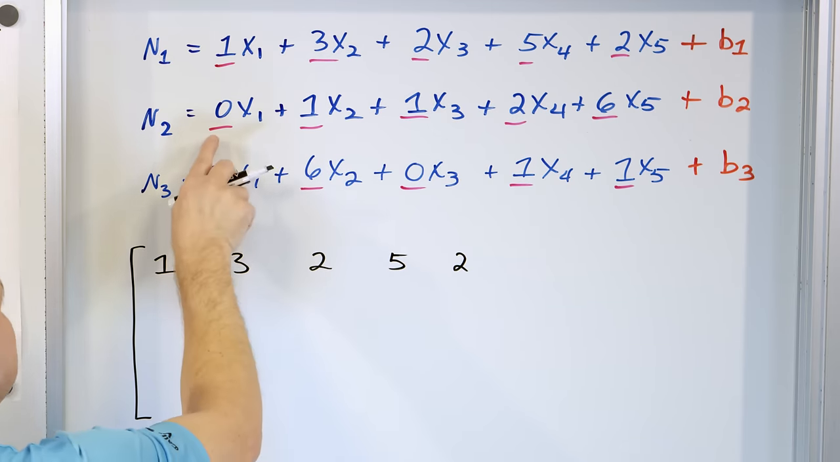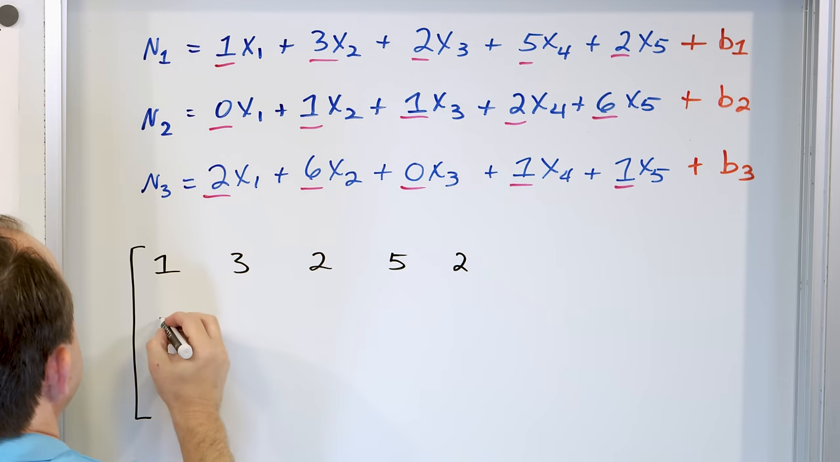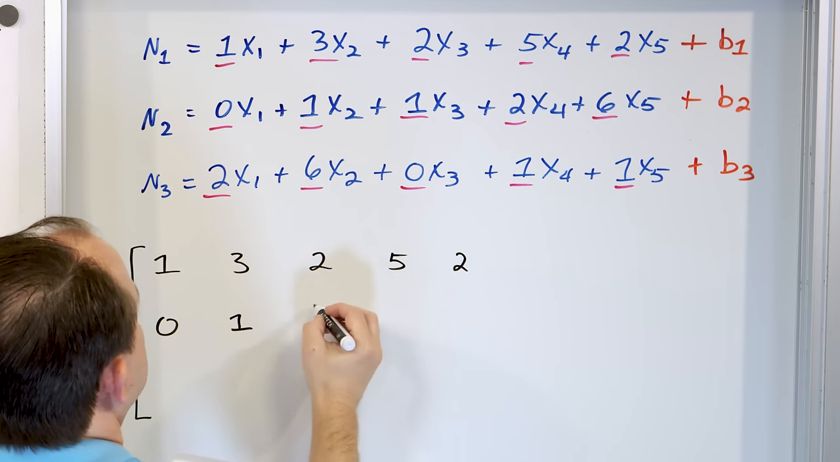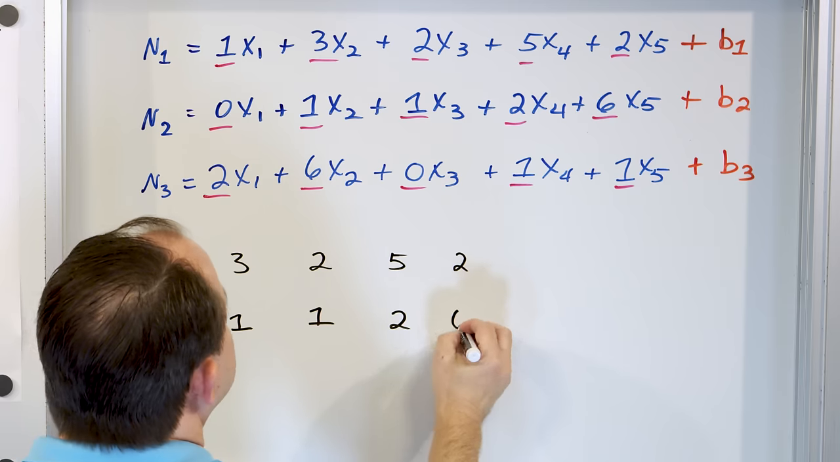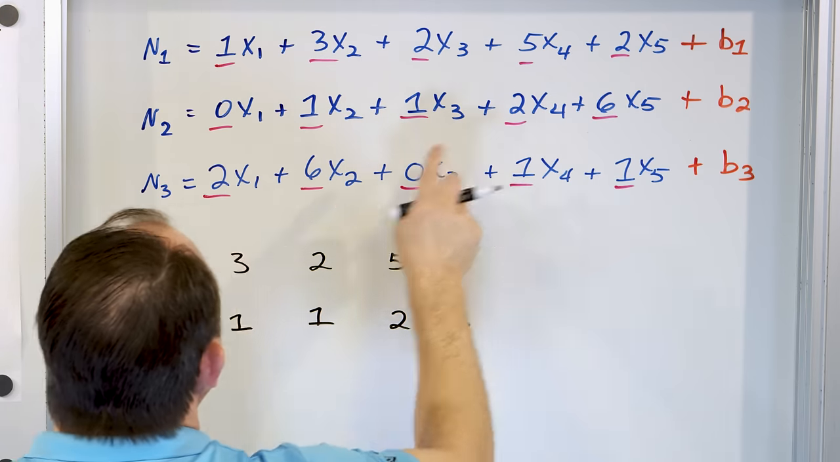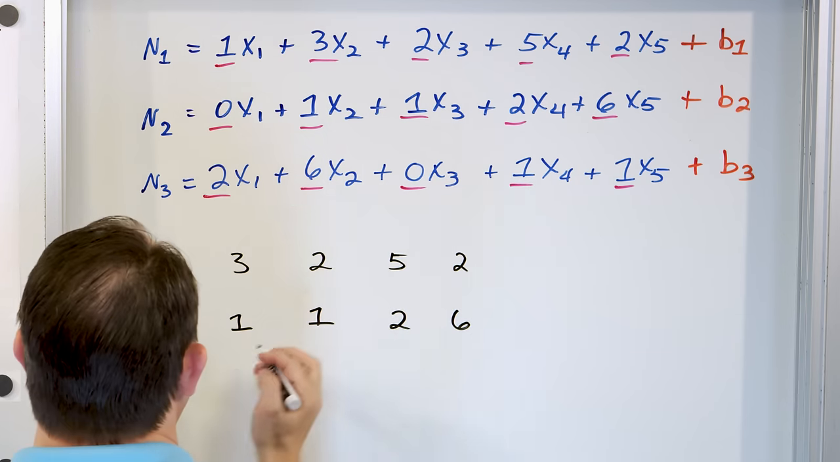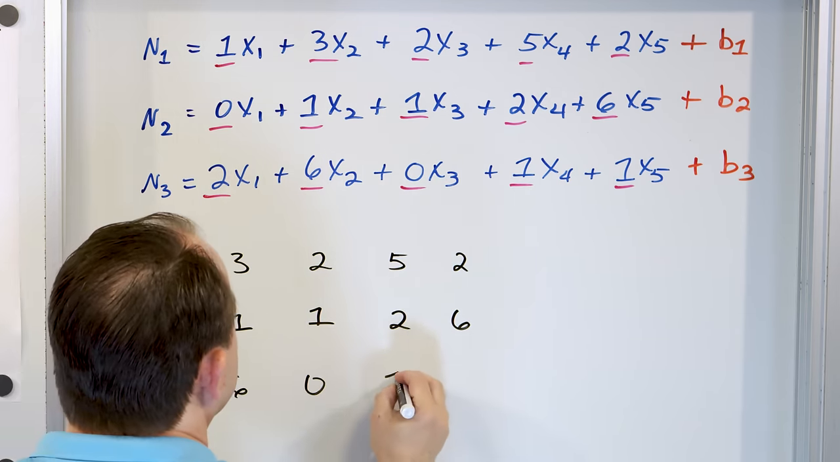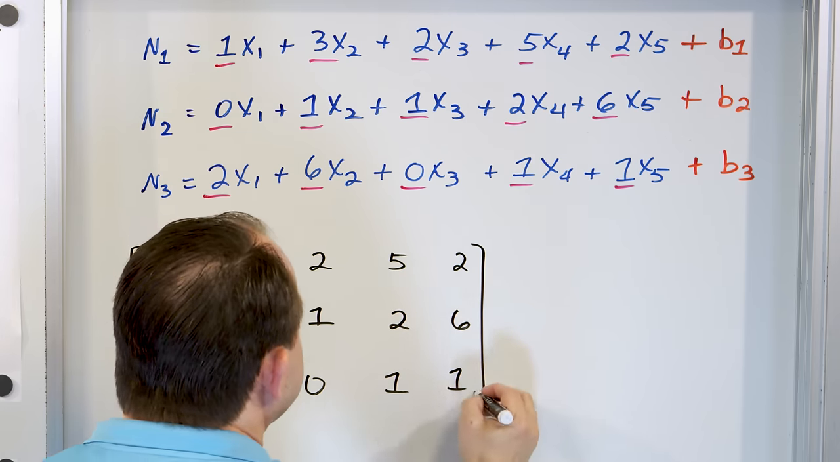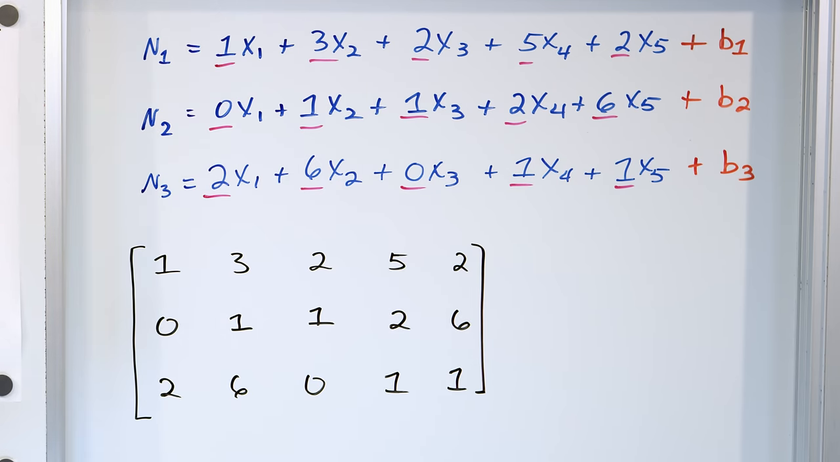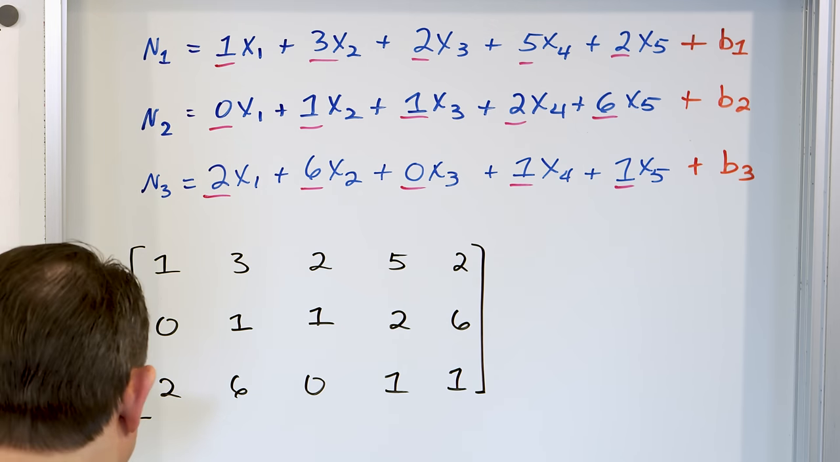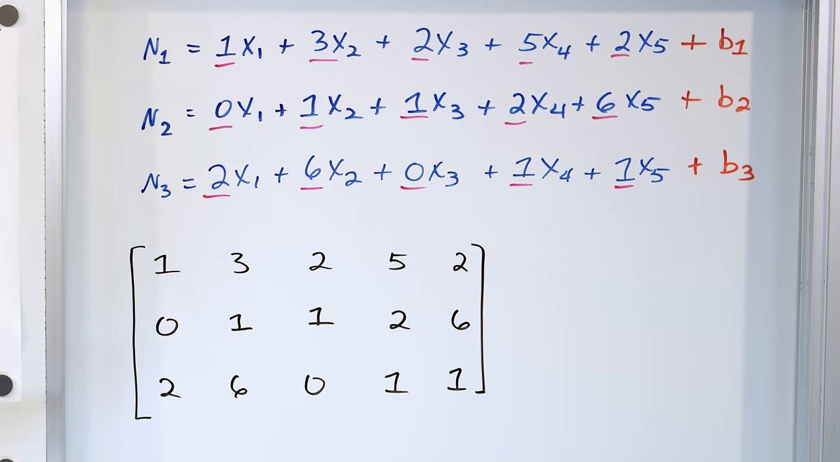Right? And then on the next line, you can read the next weights here. It'll be 0, 1, 1, 2, 6. And then 2, 6, 0, 1, 1, and close your matrix off. All right? Let me just double check here: 1, 3, 2, 5, 2, then 0, 1, 1, 2, 6, and then 2, 6, 0, 1, 1.